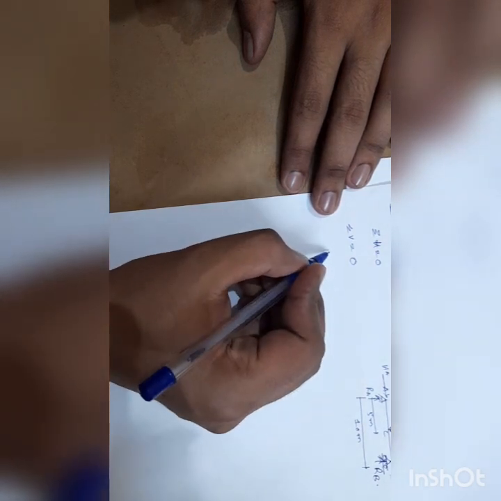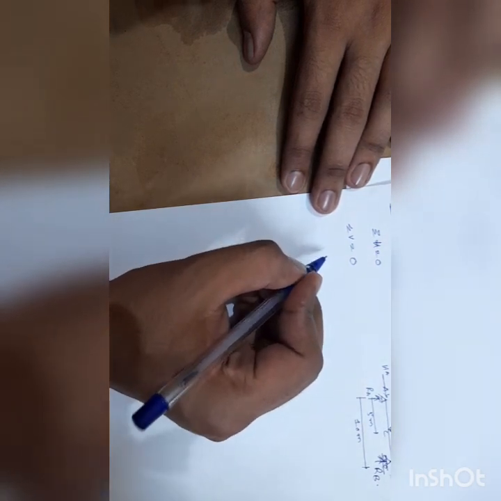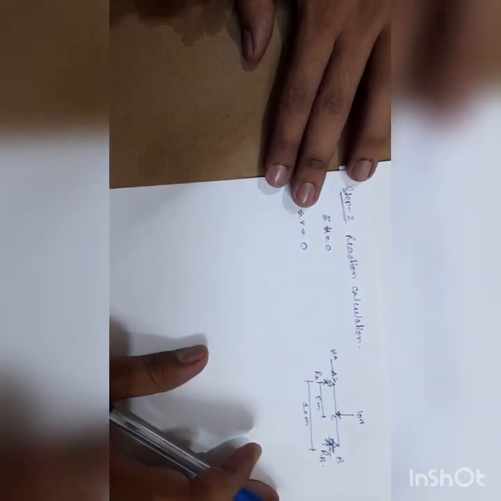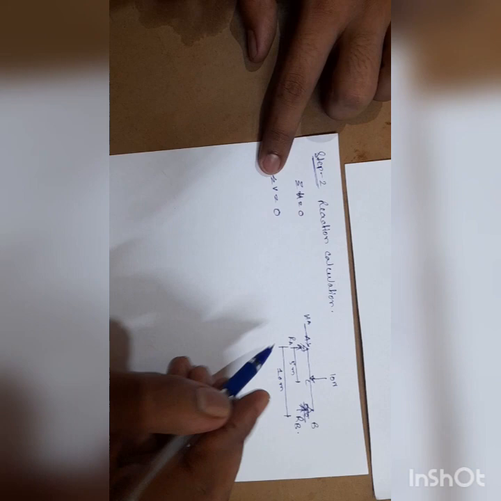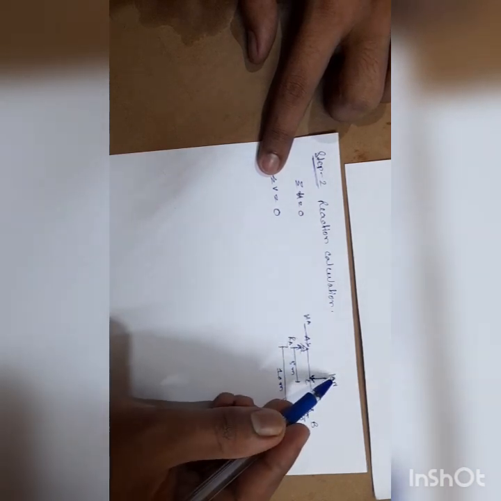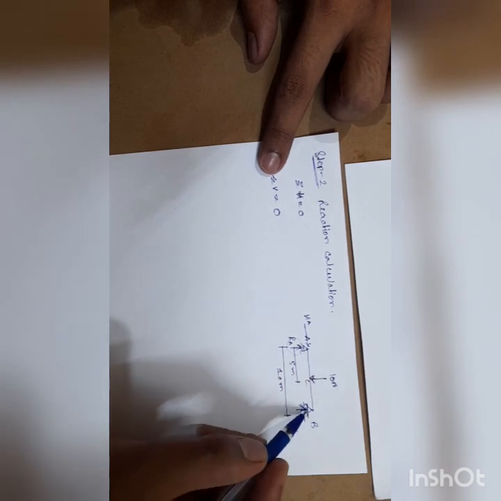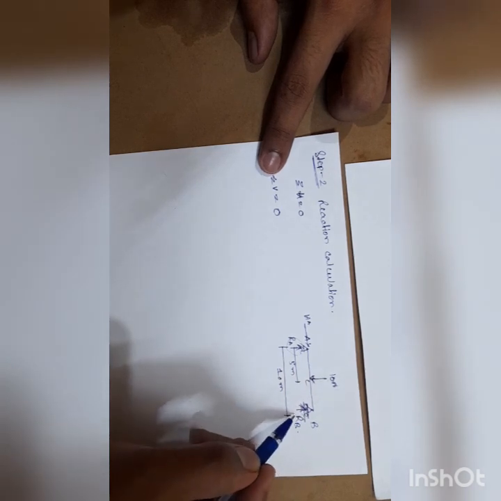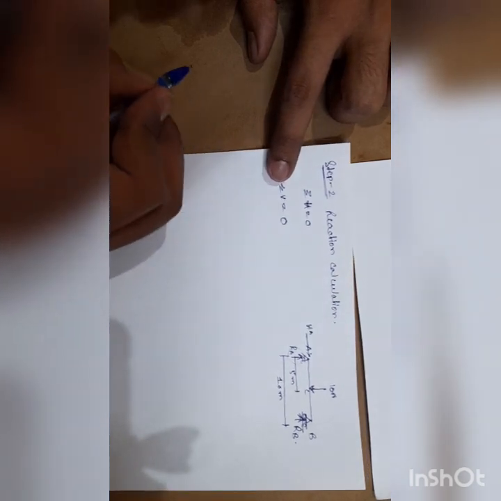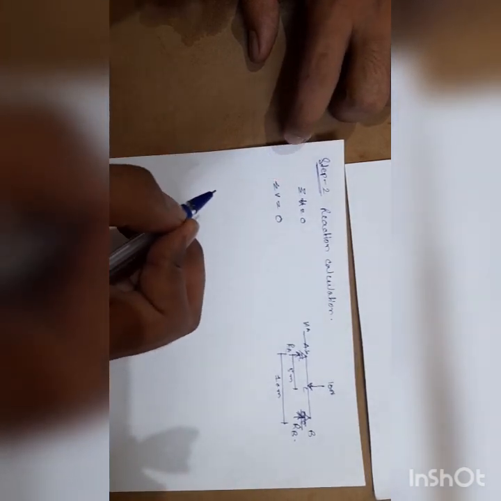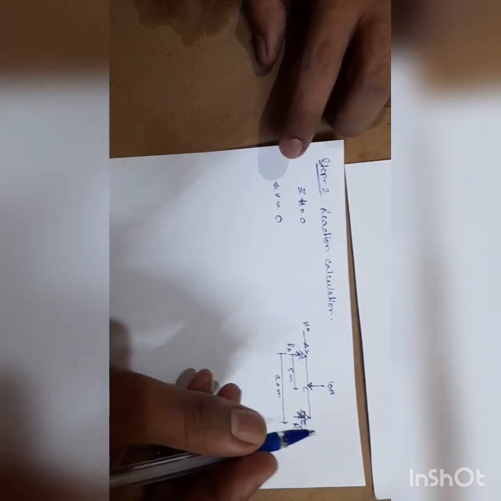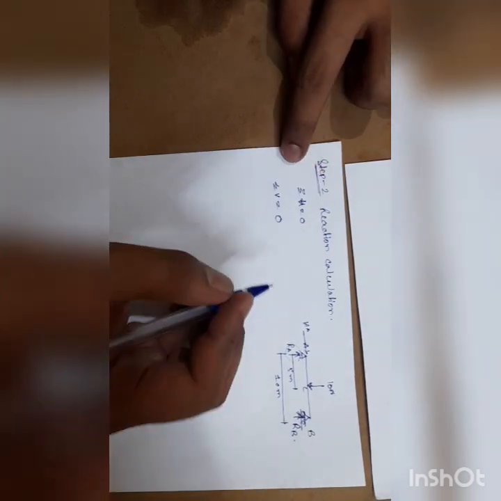Now which vertical forces are acting on the beam? First is this RA acting, then in downward direction this force of 10 Newton acting, and third the reaction RB acting in upward direction. Now we are taking the sign convention that for vertical forces, all forces in the upward direction are taken positive, and in the downward direction all forces are taken negative.